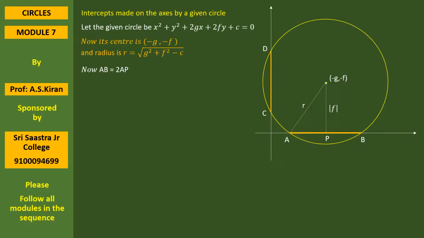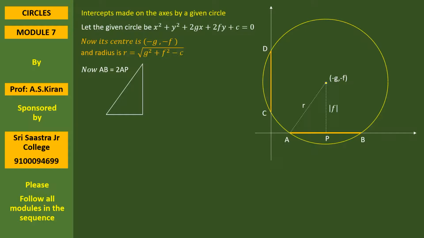What is the distance from center to P? That is mod of f, because the y coordinate of the center is minus f. Center to P, the distance we need, so do take mod of f because it is the distance. In this right angled triangle, the base is AP, the height is mod of f, the hypotenuse is r. What is the r value, I mean radius? That is root of g square plus f square minus c.